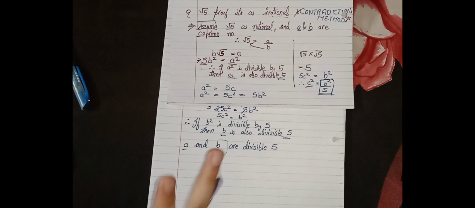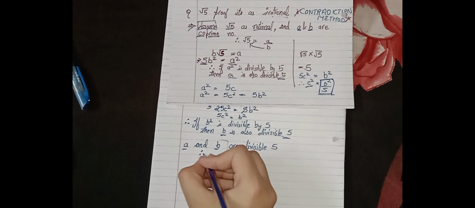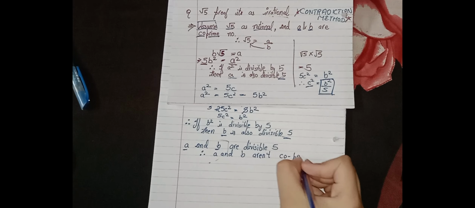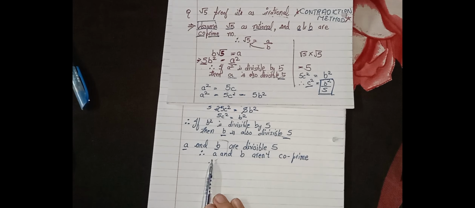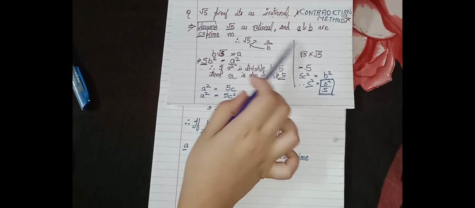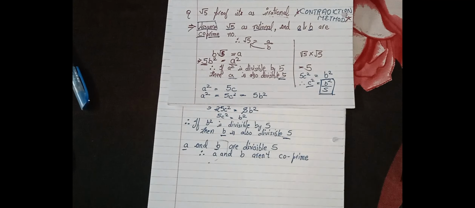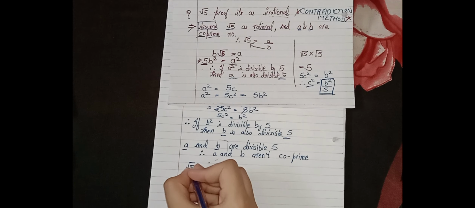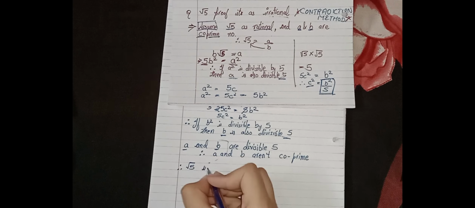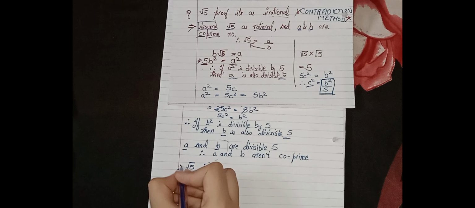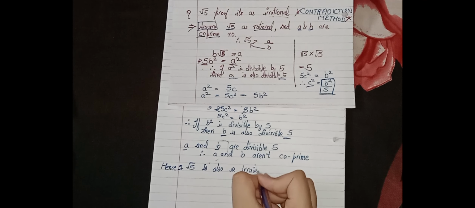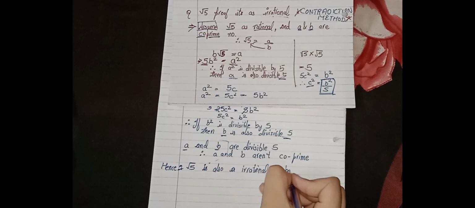Therefore, if I am saying that a and b are divisible by 5, then what I am saying is that a and b aren't co-prime. Now if a and b aren't co-prime, then this whole assumption is proved wrong. So root 5, which we assumed to be rational, hence root 5 is an irrational number. I hope you got my point how we solved it.